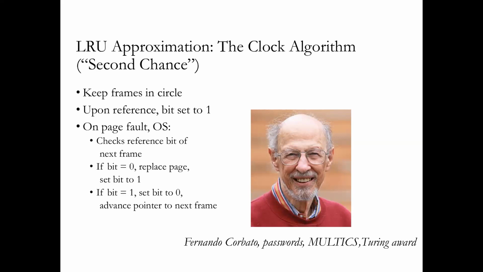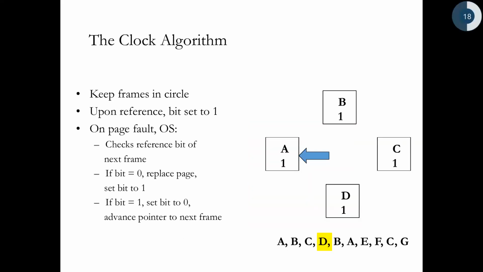So let's look. It may be a little bit confusing, but let's look at some example. So we keep frames in a circle. Upon reference, the bit is set to 1.